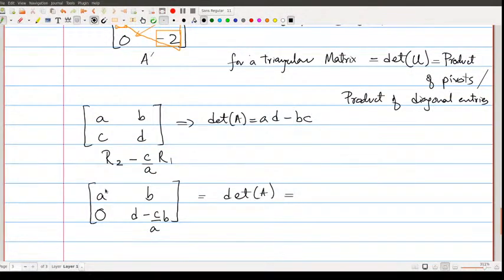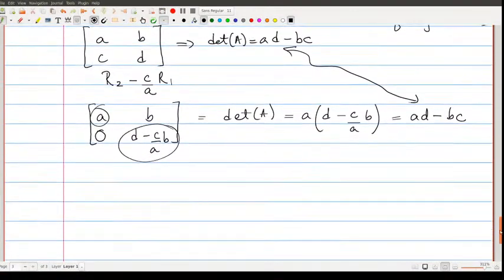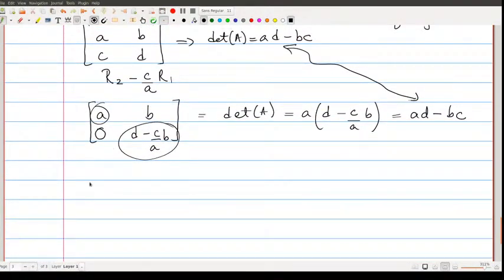And in this case, you can see if you multiply the pivots, or if you even apply the formula, this times this minus this times this, there is no contribution from B times 0. So the result is A times D minus C over A times B. And if you multiply this out, you can see this is just AD minus BC, the A's cancel. So again, exactly the same. So elimination doesn't change your determinant.